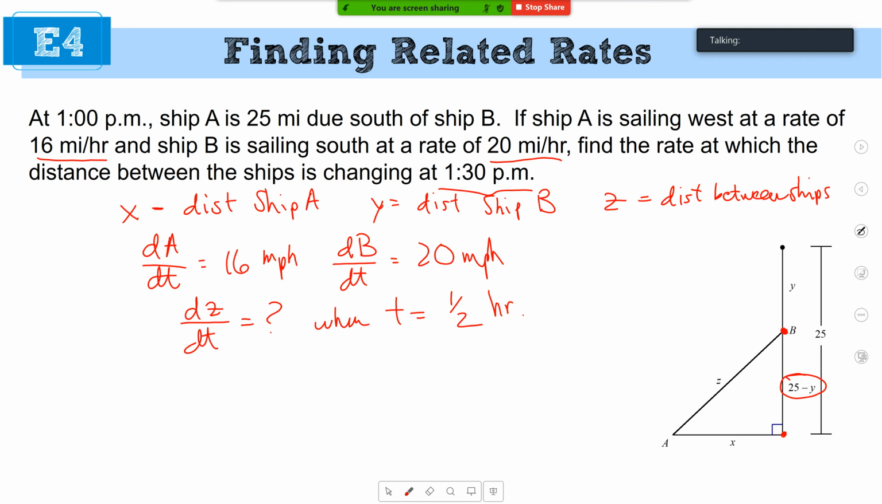Okay? Step 4. I don't remember, what's step 4? General equation? Yeah. General equation. Okay. This is what we commonly call a Pythagorean theorem problem because we're going to use the Pythagorean theorem. So my general equation, if I look at the picture, would be x squared plus (25 minus y) quantity squared equals z squared.